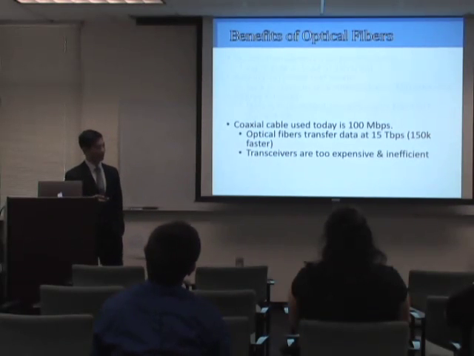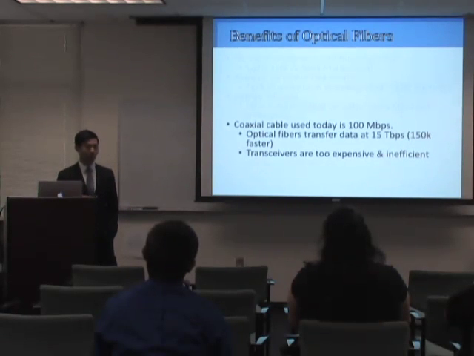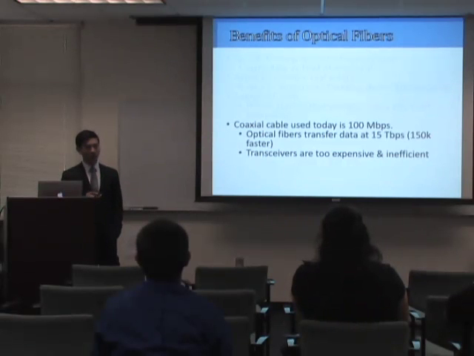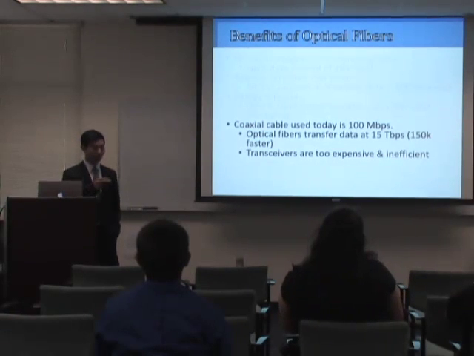But the problem is we can't take advantage of that because transceivers today are too expensive and inefficient. The way we transfer optical data right now is we use optical modulators to turn light on and off to simulate binary data. The rate at which we can do that is around 40 gigabits per second, heading towards 60. And that's still not fast enough for terabit scale.